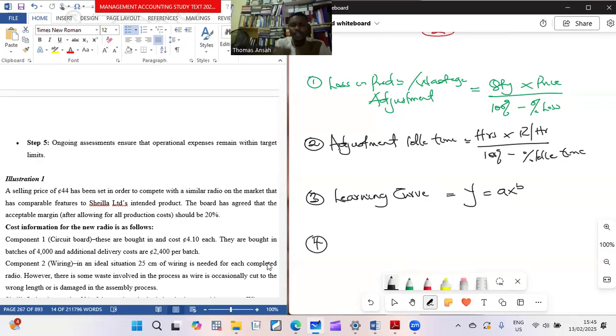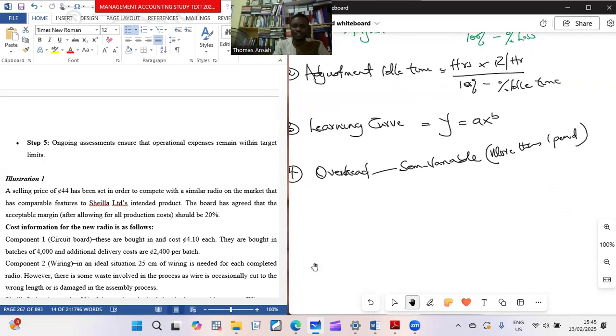And again, the examiner can decide to bring in issues of overheads, where it talks about a semi-variable overhead. In this case, they will give you the information for more than one period. And obviously, if you have to segregate between a fixed and a variable cost, you remember what we do? Yes, we use the high-low method. So you'll be doing your high-low method.